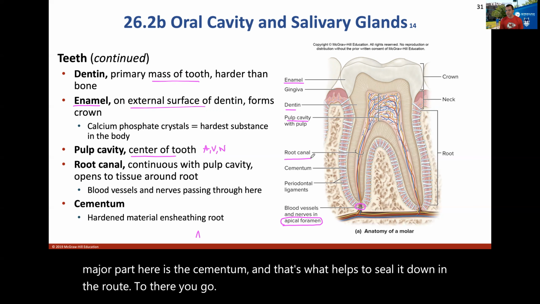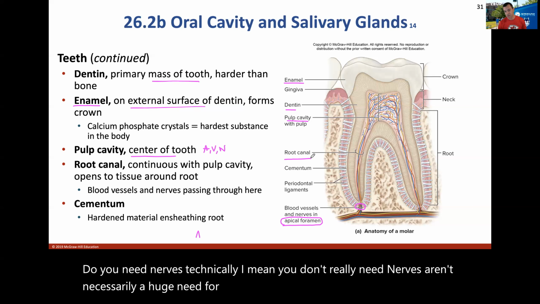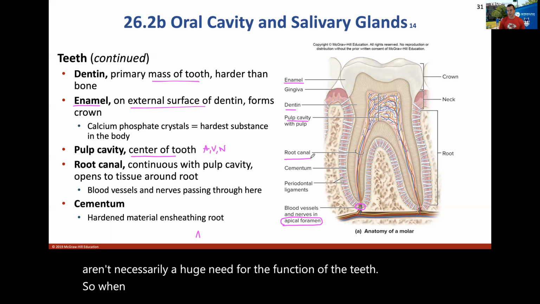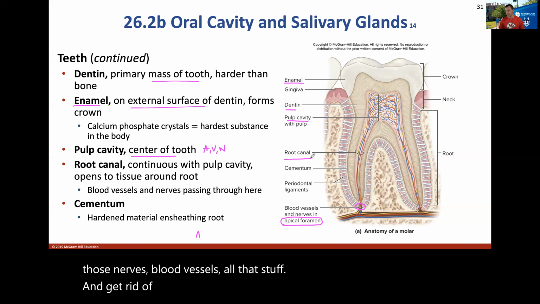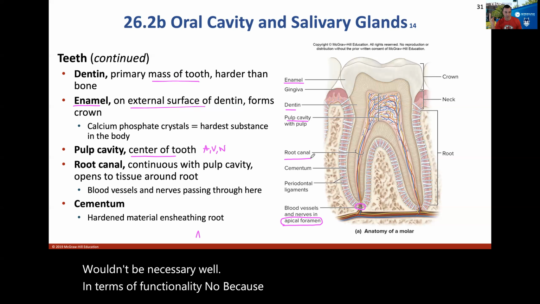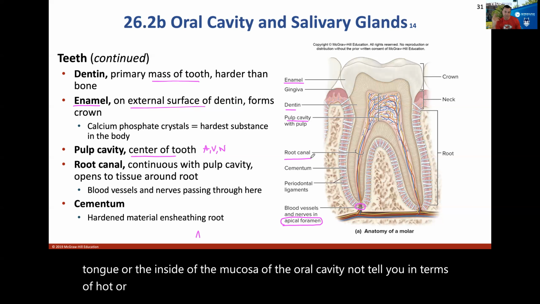Do you need nerves? Technically, nerves aren't necessarily a huge need for the function of the teeth. So when you have a root canal, they get in there and root out all those nerves, blood vessels, all that stuff, and get rid of it. You're like, well, wouldn't that be necessary? Well, in terms of functionality, no, because what's the nerve going to tell you that the tongue or the mucosa of the oral cavity won't tell you in terms of hot or cold? So it's not really needed for the function, which is just the mechanical mashing of food.